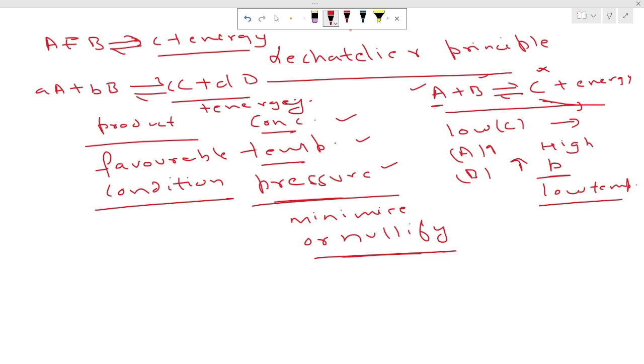Again I am repeating that for the concept of Le Chatelier principle, we have to determine the favorable condition at which more product formation is there and less reactant formation is there. So in a reaction, if the reaction is in equilibrium and we disturb it by changing the concentration of any reactant or product, or the temperature or pressure, then the reaction will adjust itself in such a way as to minimize or nullify the effect of change.